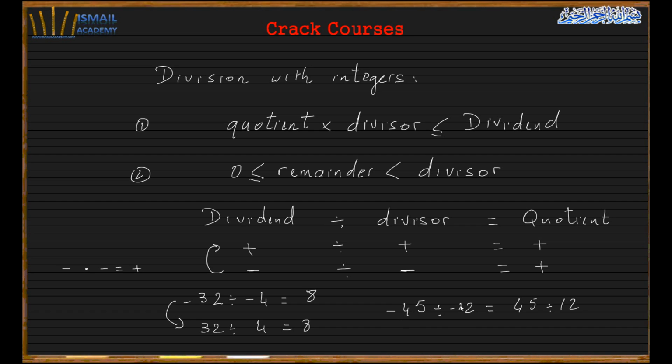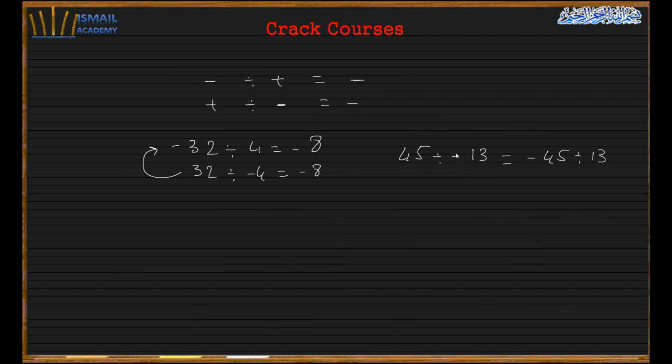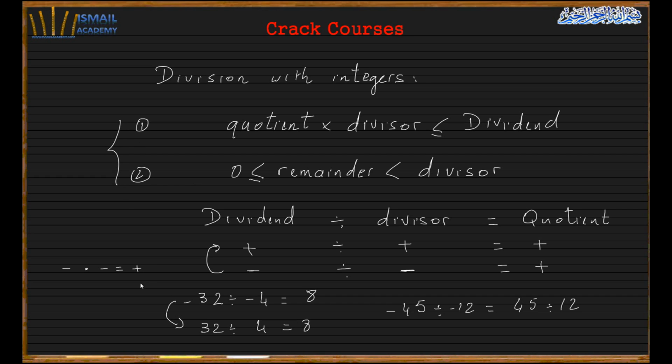So when this is negative and this is negative, when I switch this one to positive, I will switch this one to positive. And for this case, when this is negative and this is positive, when I switch this one to positive, I will switch this one to negative. So that means this is how we should do the division with integers. I need to make sure that these two conditions are satisfied: the quotient times the divisor must be less than or equal to the dividend, and the remainder must always be greater than or equal to 0. So now let's do some examples to apply those rules.